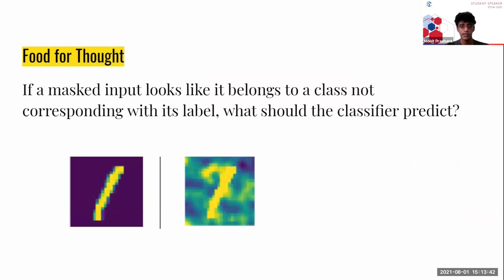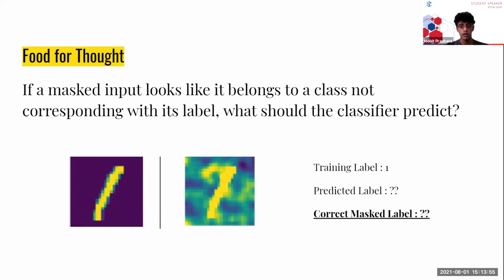Before I end this presentation, I'd like to leave everyone with some food for thought. And that is, if a masked input looks like it belongs to a class not corresponding with its label, what should the classifier predict? So if we have a 1 that's been masked to look exactly like a 7, it would be an error to predict 1 as opposed to 7. And we might see this in more complicated data sets, with certain features being paired with the wrong labels.